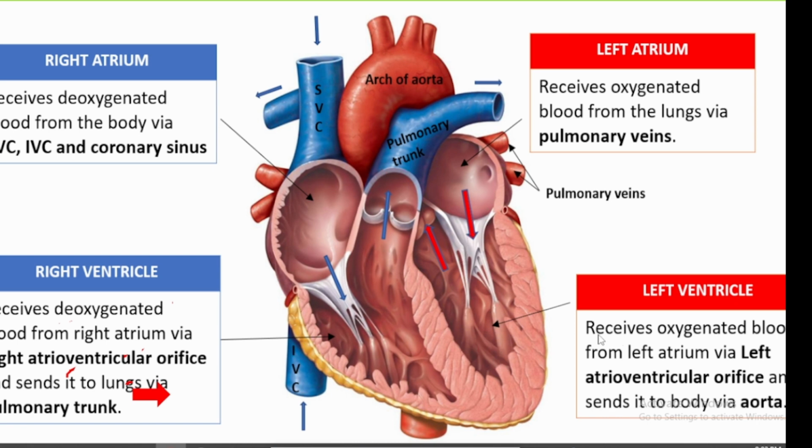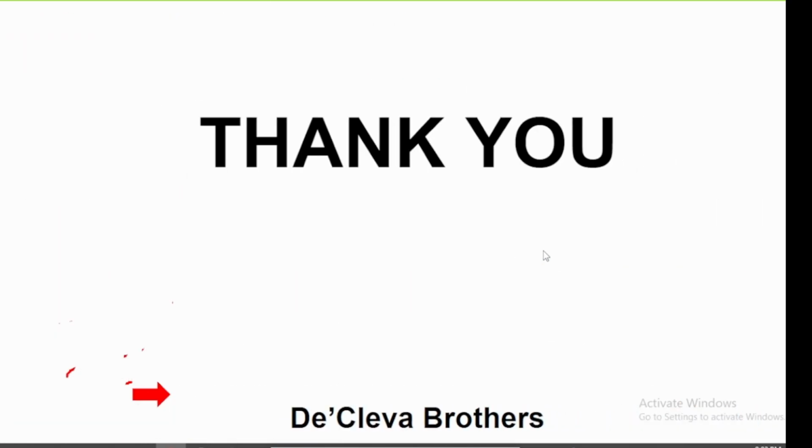Let's see what the left ventricle does. The left ventricle receives the oxygenated blood from the left atrium through the left atrioventricular orifice, which is the opening, and sends it to the body through the aorta. So simply put, that is our lecture for today.